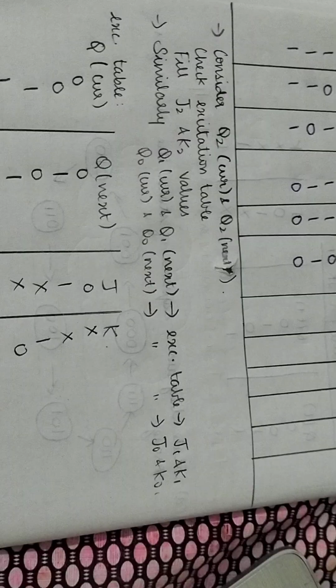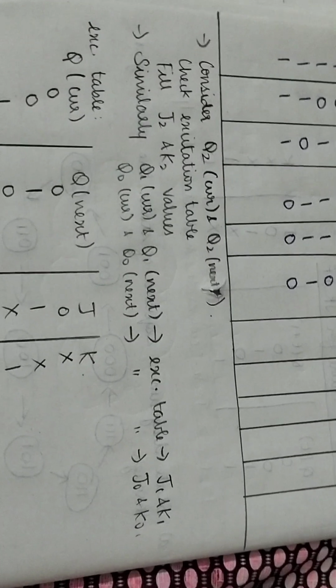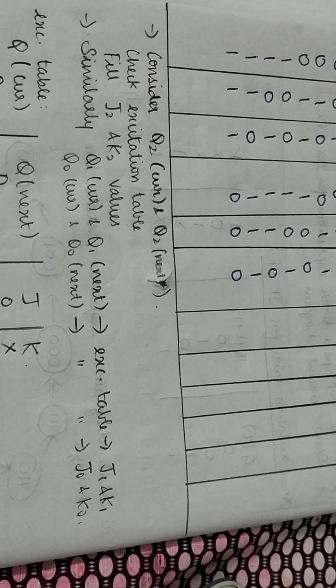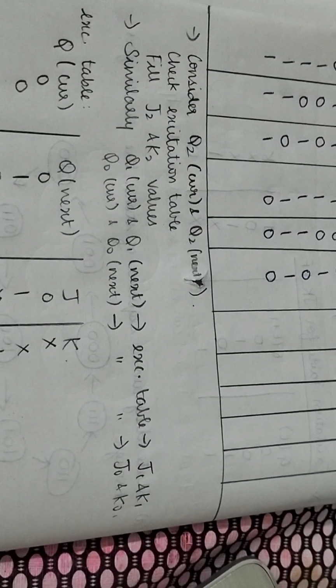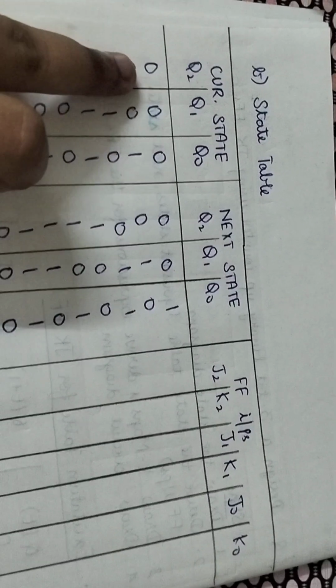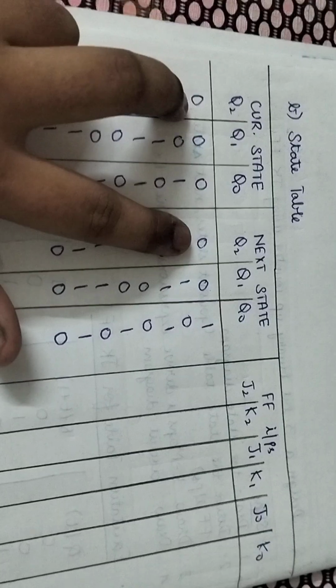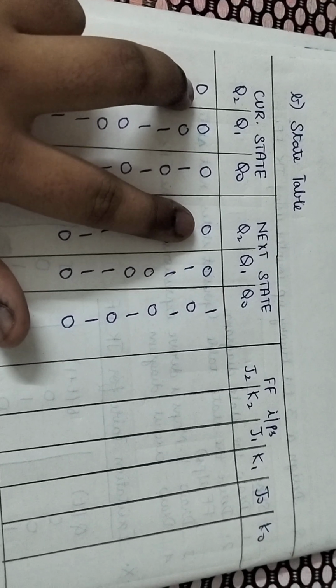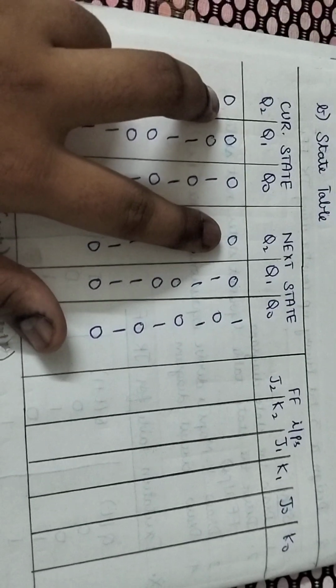So what do we do? Consider Q2 of current time and Q2 of the next time. Check the excitation table and fill J2 and K2 values. Similarly, Q1 current, Q1 next, J1, K1, and Q0 current, Q0 next, J0, K0. So we will see what that means. We will start with Q2. Now my Q2 is currently at 0 and I want it to remain at 0. Everything marked as 2 refers to flip-flop number 2. So Q2 current, Q2 next, J2, K2, they all belong to one flip-flop.